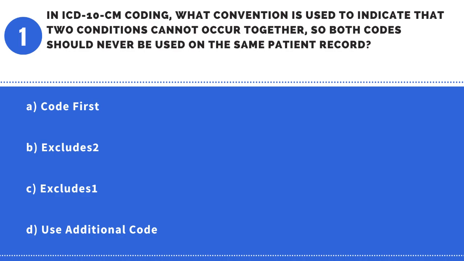Question 1. In ICD-10-CM coding, what convention is used to indicate that two conditions cannot occur together, so both codes should never be used on the same patient record? A. Code first. B. Excludes 2. C. Excludes 1. D. Use additional code.